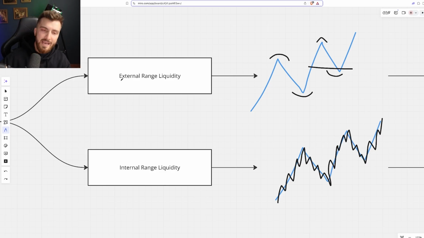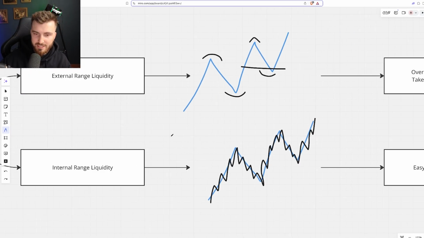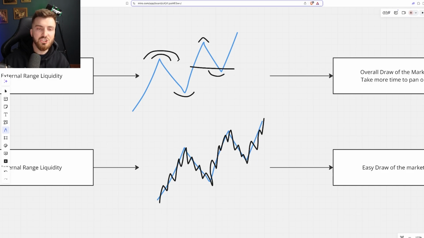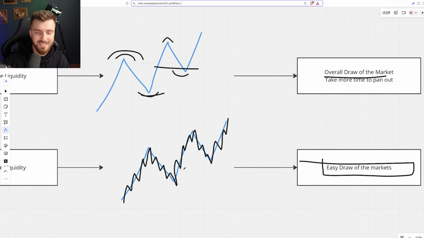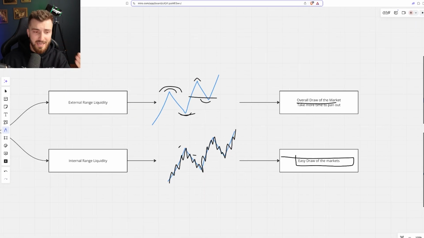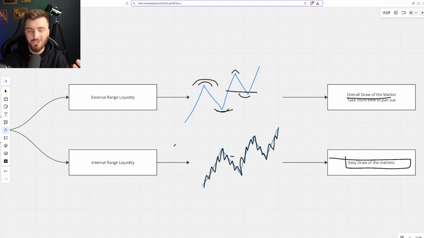But external range liquidity and internal range liquidity, what you have to understand is that external range liquidity is always the overall draw of the market. It takes more time to pan out, while internal range liquidity, it's the easy draw of the markets. It's the easy targets for the market. It's the tiny equal highs on the 5-minute, on the 15-minute that we are going to see. Those are extremely easy to target, and the market is very likely to go to those and then give us a reaction on wherever it wants to go. So liquidity, internal range liquidity, is always going to be where our targets are.